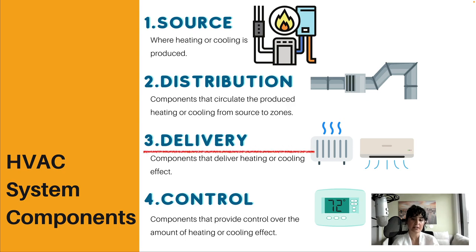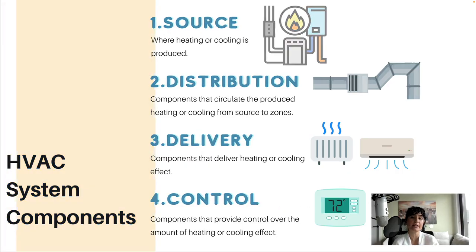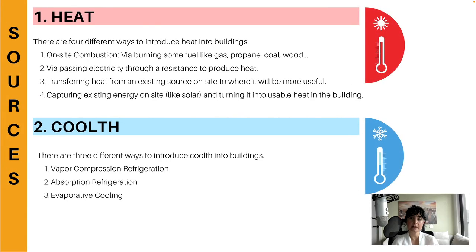Three, delivery, components that deliver heating or cooling effect. And four, components that provide control over the amount of heating or cooling effect. Let's start with the source. When you talk about source in any HVAC system, you are basically talking about heat or cool, or heat and cool both. There are four different ways to introduce heat into buildings.